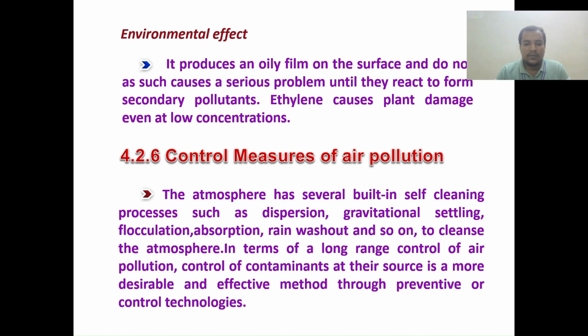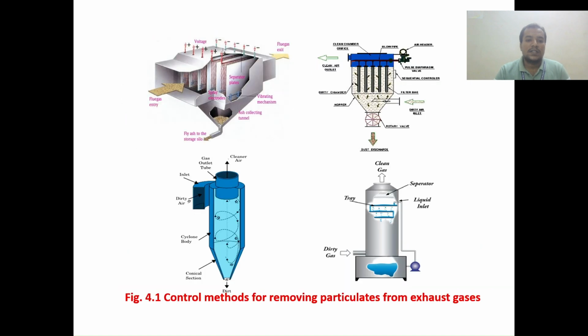Control measures of air pollution: there are several built-in self-cleaning processes in the atmosphere, such as dispersion, gravitational settling, flocculation, absorption, rain washout, and so on. To clean the atmosphere in terms of long-range control of air pollution, control of contaminants at their sources is a more desirable and effective method, through preventive or control technologies. There are four techniques for removing particulates from exhaust gases.